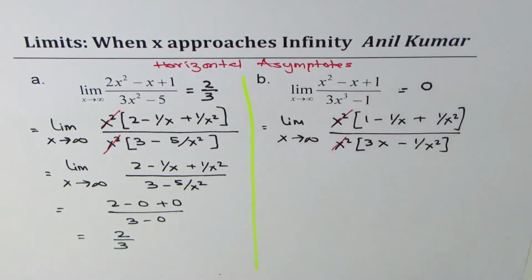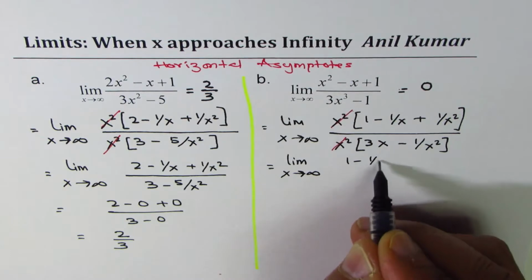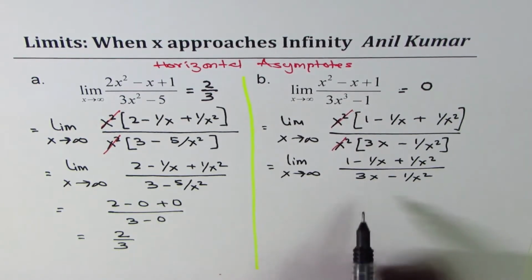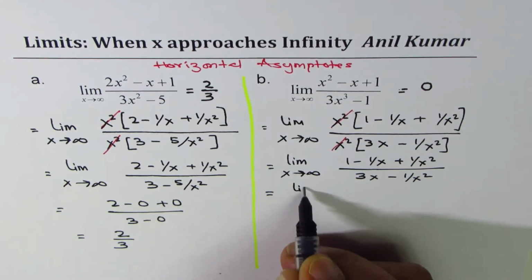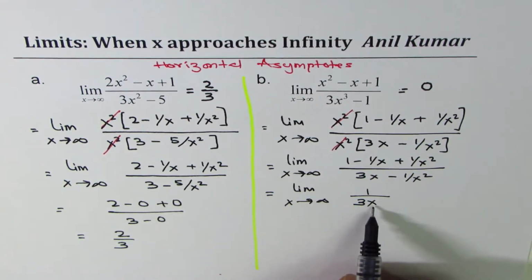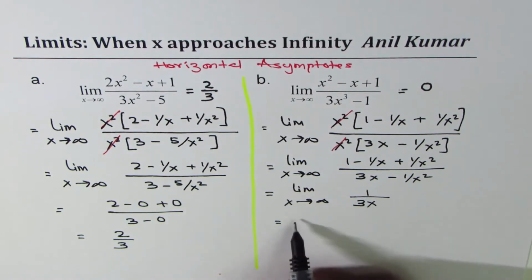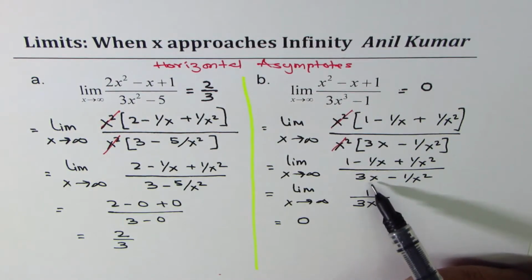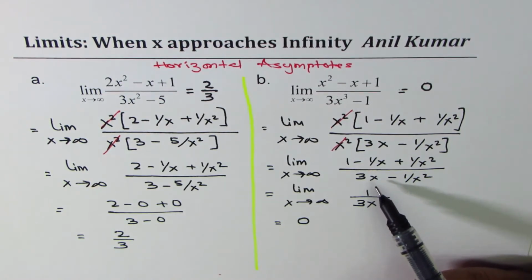Now cancelling x squares leads to what? The limit as x approaches infinity. We have 1 minus 1 over x plus 1 over x squared divided by 3x minus 1 over x squared. Now remember, if x is very large, 1 over x is 0, this is also 0, that is also 0. So we can say that this equals the limit as x approaches infinity of 1 over 3x, right? Since x is very large, if I substitute a large quantity here, then I get 1 divided by a large number, which equals 0, right? So whenever the degree of the denominator is higher, we'll have some x term here, and when that leads to a high number, any number divided by that large number will give us 0.